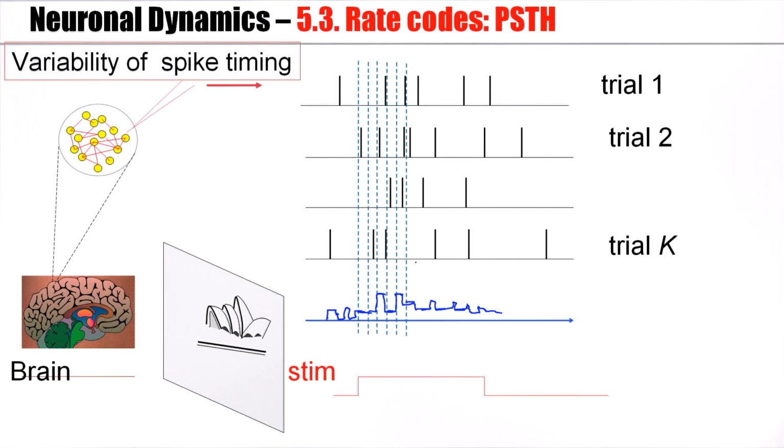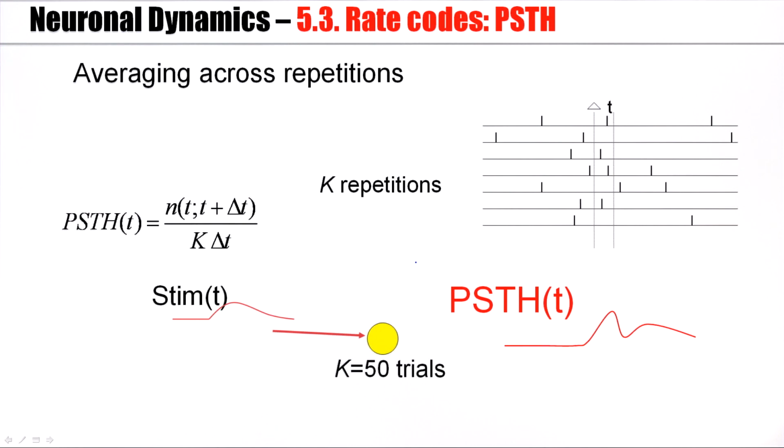Now, formally, this means we count the number of spikes in a short time window delta t across k repetitions. We divide by k. We divide by the duration of our counting interval. And then this gives a rate measure. It's 1 over time. Units are hertz. It's a rate measure, but now with a temporal resolution defined by delta t.